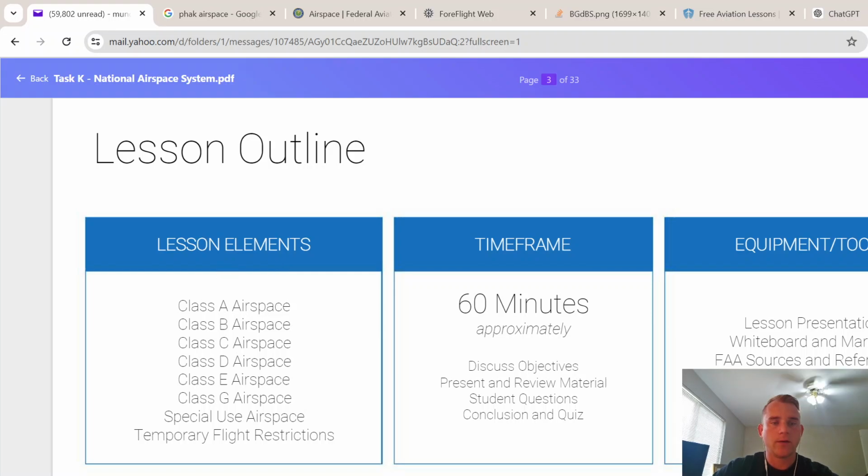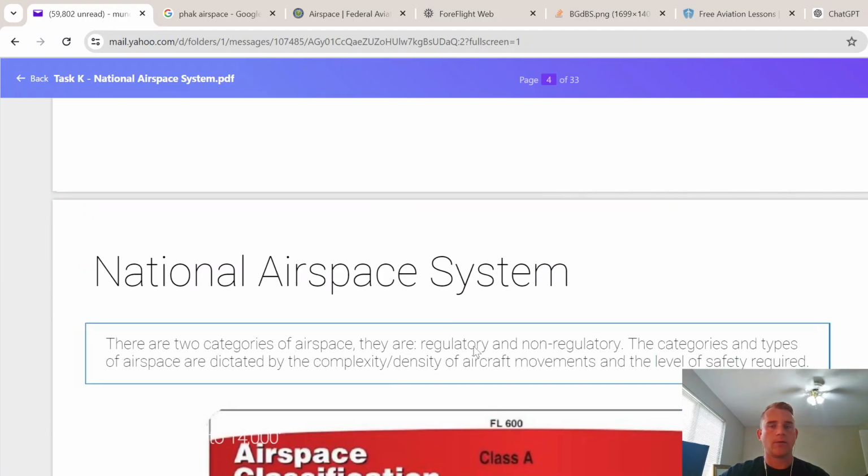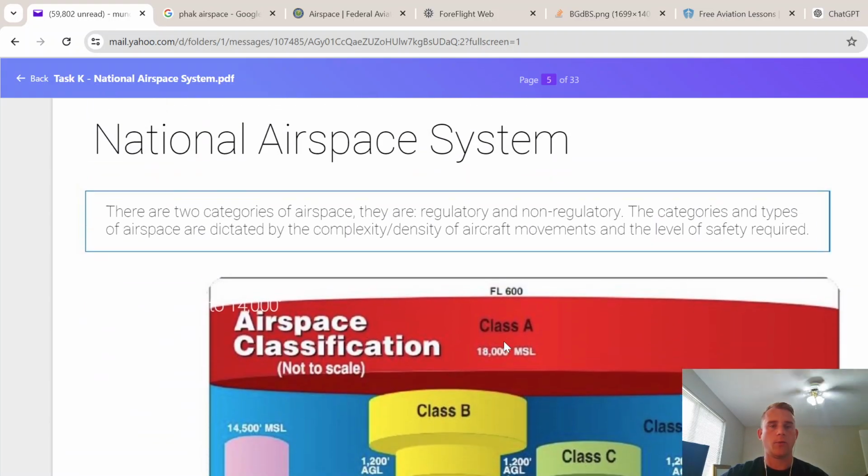Lesson elements. We're going to be talking about Class Alpha through Golf airspace, special use airspace, and we're going to be going over TFRs, temporary flight restrictions. Time frame says 60 minutes, but I can get this down to about 30 at this point. Equipment tools, you guys are looking at it. Okay, lesson outline, we're going to skip that, and here we go.